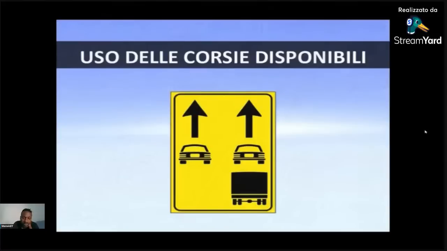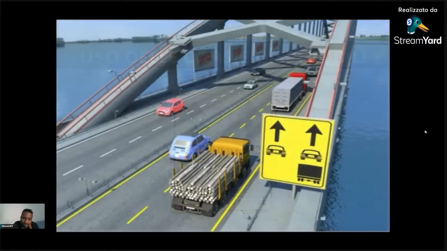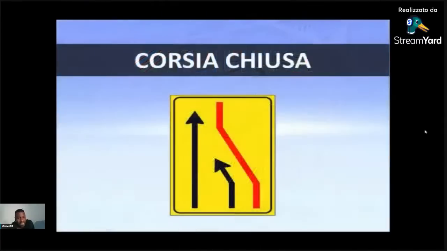Uso delle corsie disponibili, which is how we will have to use the road. Okay, so it simply means cars, ordinary vehicles, can circulate on the left and on the right lane, but articulated vehicles and vehicles such as camion can only stay on the right lane. Very good. So you know how to behave yourself on the road when you see any of these panels as you are trying to get your patente.